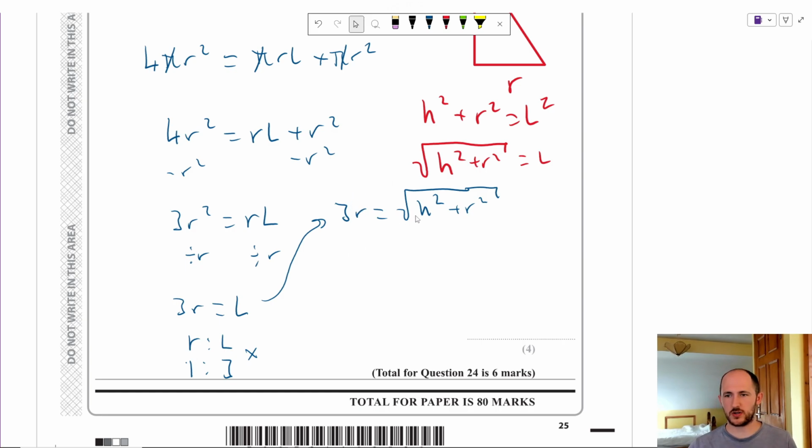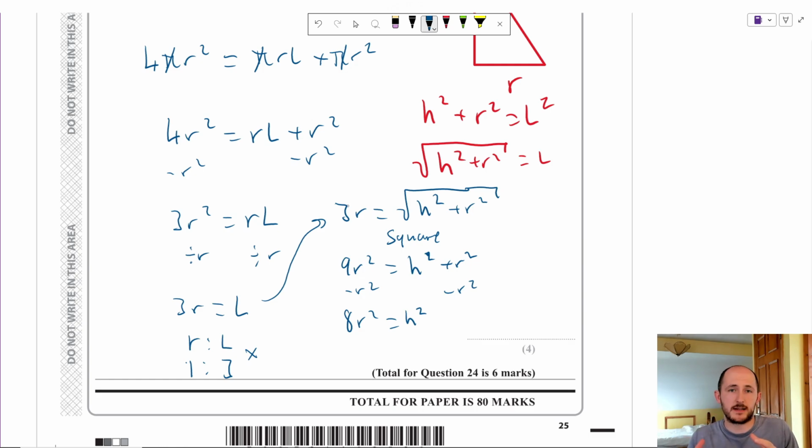So what I'm going to do is I'm actually going to square both sides. So the left-hand side becomes 9R squared. And that gets rid of the square root. So why did I do that? I squared both sides to get rid of the square root because I can see that I can move the r squared over to the other side. I can now minus r squared from both sides. 8r squared equals h squared, in order to simplify my expression.